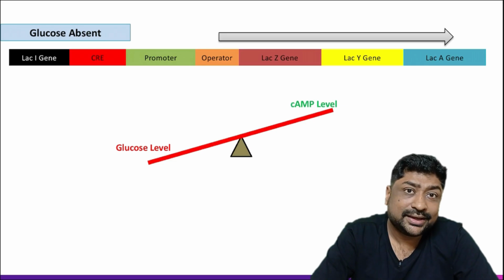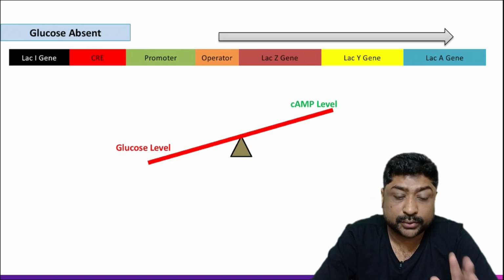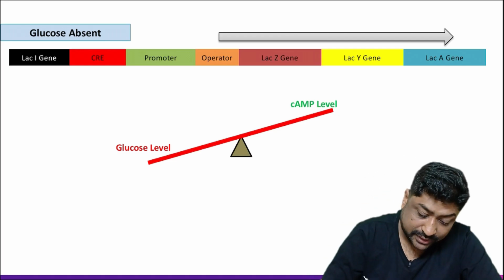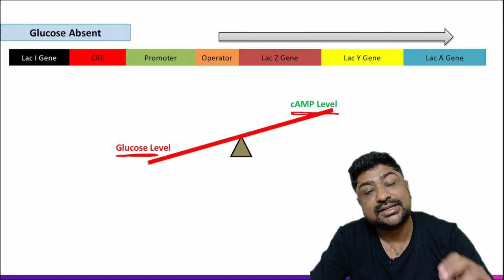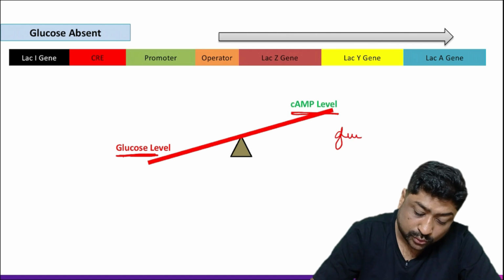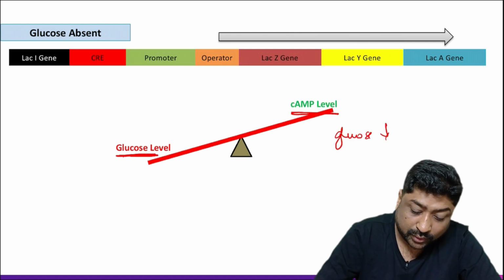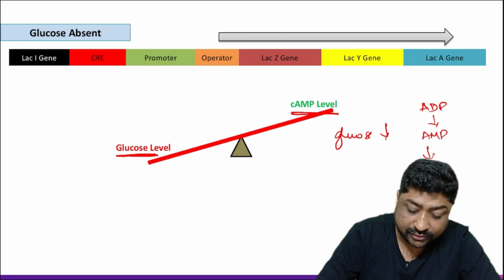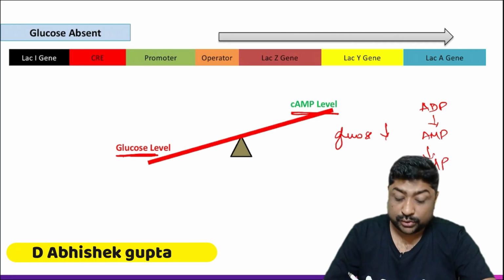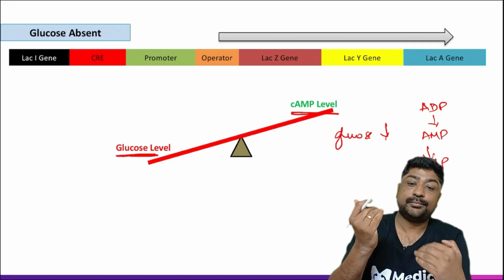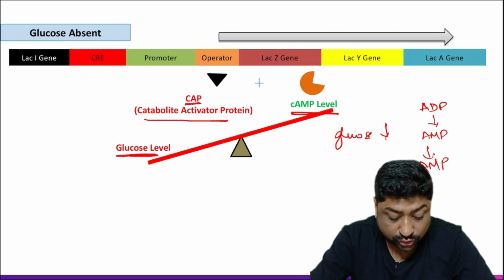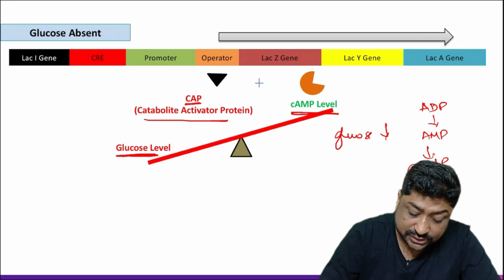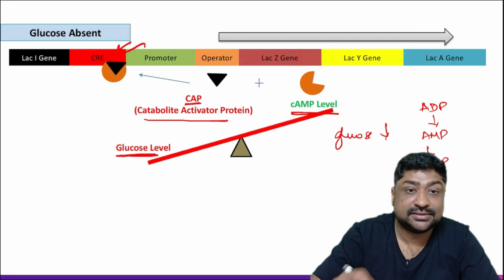Now, what happens if glucose is low in the body? So when glucose is low and lactose is present, we know that in the body glucose level is inversely proportional to the cAMP level. Why? If glucose is low, the ADP will be converted into AMP, and the AMP will be converted into cyclic AMP. So whenever glucose is low, cyclic AMP will be high. And this cyclic AMP will now attach with a protein which is already there, called Catabolite Activator Protein. These two will form a dimer and attach to this CRE segment.